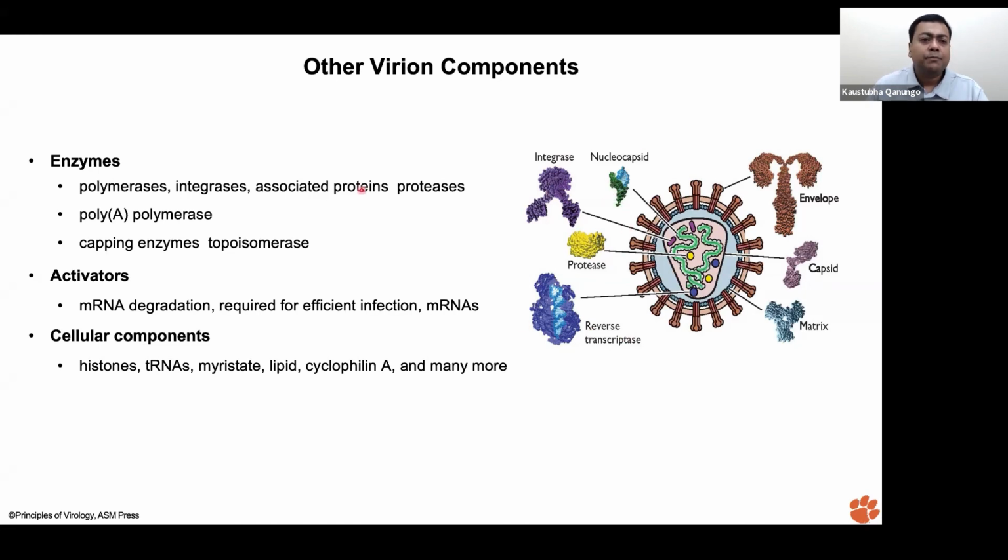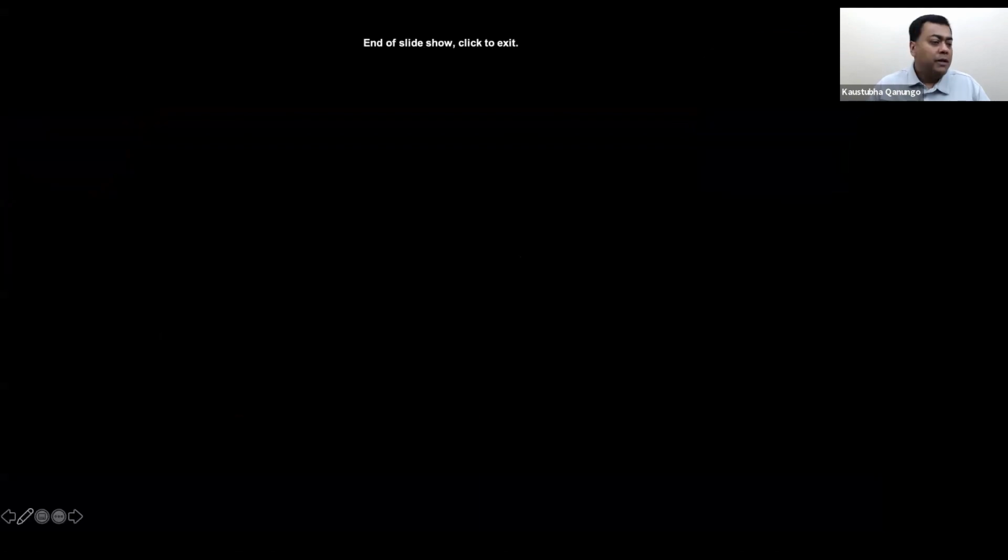Now, some of these proteins right here, the enzymes, activators and the cellular components, can be a structural component as well. And if they're a structural component, it is logical to talk about them here. But there are sometimes, for example, if we just look at this protease structure or the reverse transcriptase, or the integrase, they do not have much of a structural role in the viruses. So then they are called the non-structural proteins. So some of these could be structural as well as non-structural proteins. So that's pretty much this chapter.